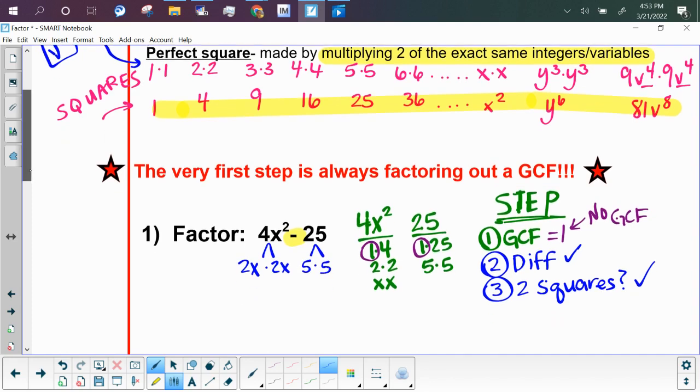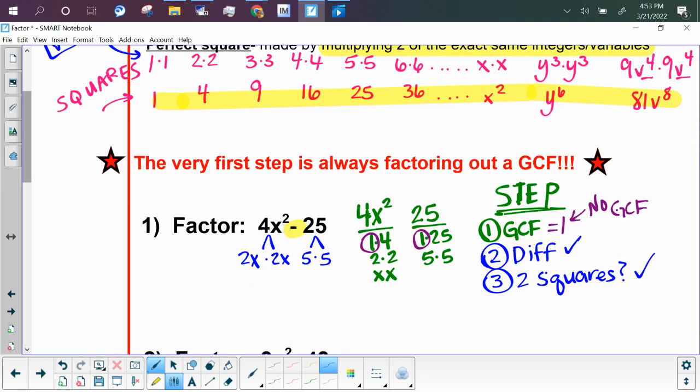Okay, next step. Step number 4 is to write the final answer. Okay, so to write the final answer for this, what we do is two parentheses, double parentheses like we always have. We put the 2x in the front of each of them. And then I bet you can guess what we do with the other ones. The 5 goes at the back.